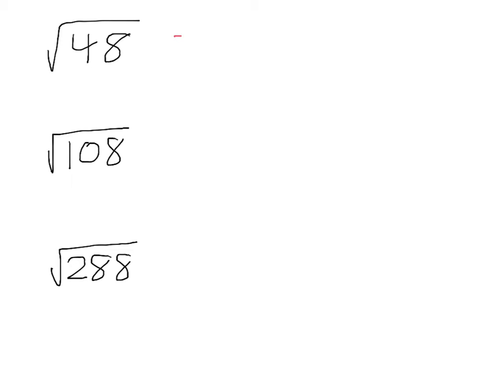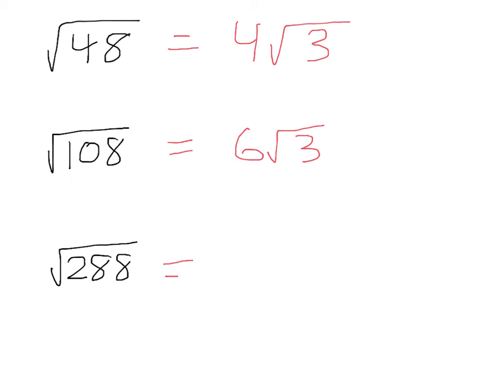If you did it correctly, the square root of 48 would have given you 4 root 3. Square root of 108, 6 root 3. And 288, well, that's 12 root 2. If you got them all right, great. If you didn't, I want you to ask me tomorrow how I actually did these problems.